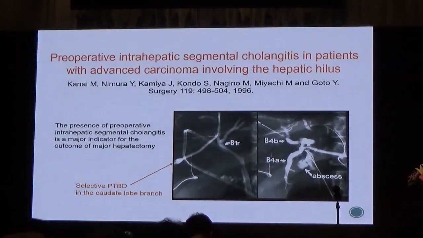This is a very old paper. This is a technique for dealing with preoperative segmental cholangitis. This is a super selective introduction of a catheter into the right caudate branch. This was the focus of the segmental cholangitis in the caudate lobe. And here you see a selective introduction of a PTBD catheter into the segment 4 branch. This is the focus of segmental cholangitis, together with a liver abscess in segment 4. This type of infectious complication must be treated preoperatively.